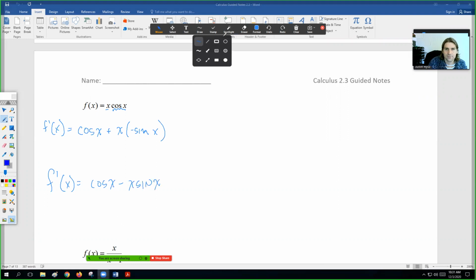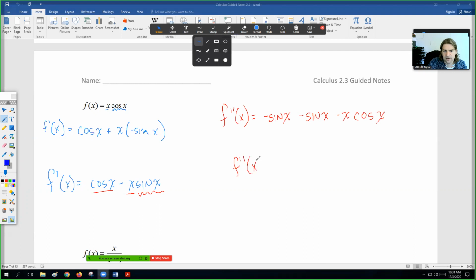Well, now if we want to take the second derivative, we need to take the derivative of the derivative. So let's break this down. We have cosine x by itself. Cosine x goes to negative sine of x. And then we're going to do the product rule with the negative x times sine. So the derivative of negative x is just negative 1. We'll leave the sine of x alone. Then we're going to leave the negative x alone. We'll take the derivative of sine, which is cosine x.